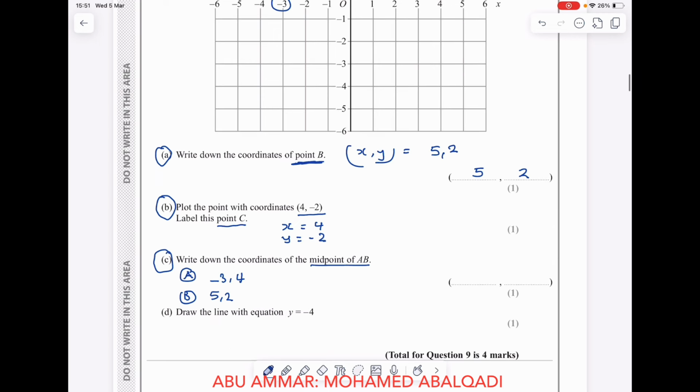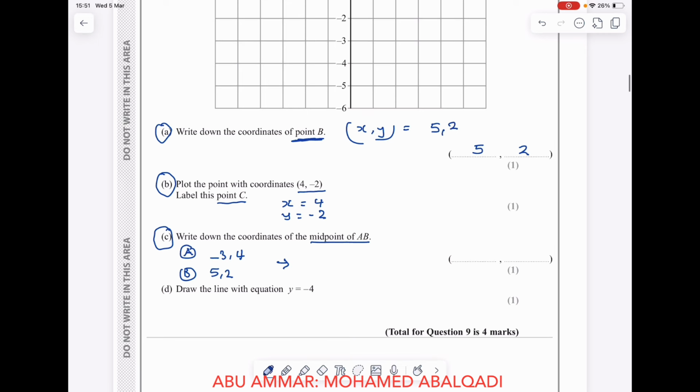In order to work out the coordinates of the midpoint of A and B, what we're going to do is add both the x coordinates together and divide by 2. So -3 plus 5, divided by 2. -3 plus 5 is 2, divided by 2 is 1. So we know our x coordinate is 1. And to find our y coordinate, we have to add both of the y coordinates together. So 4 plus 2 is 6, divided by 2 gives us 3. So the coordinates of the midpoint of A and B are (1, 3).